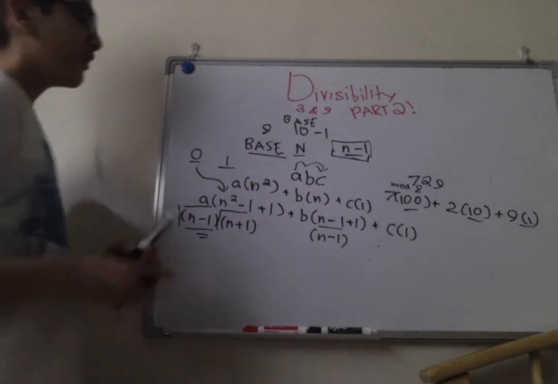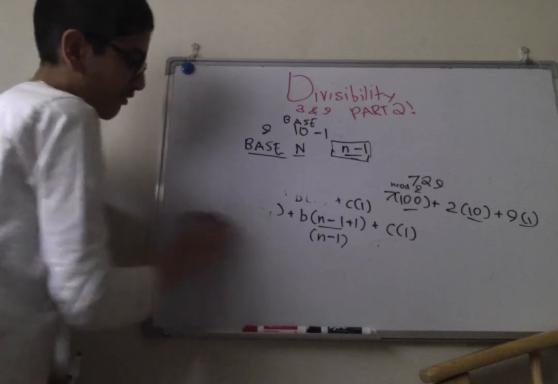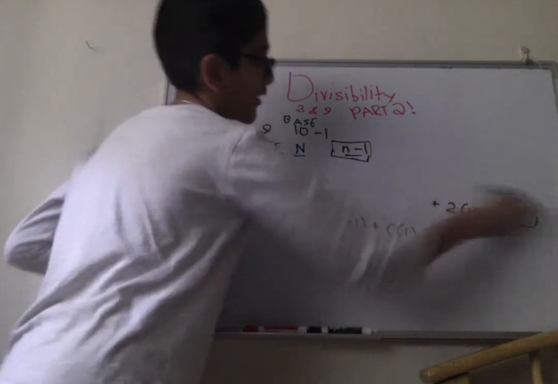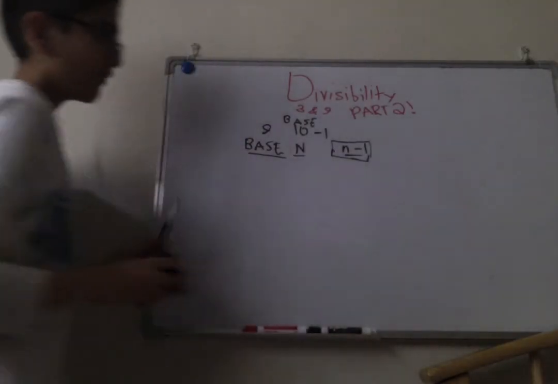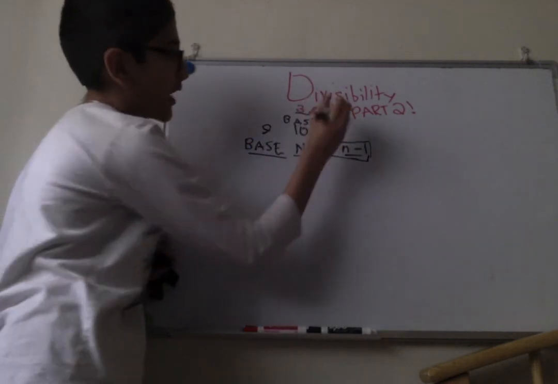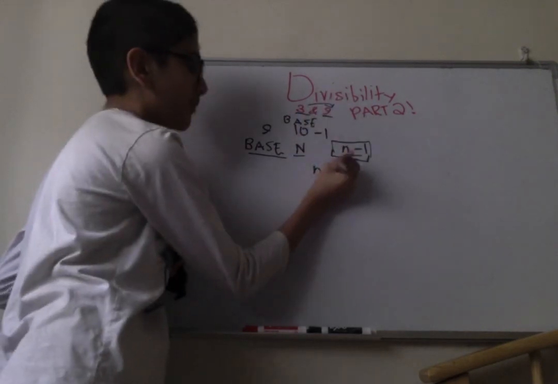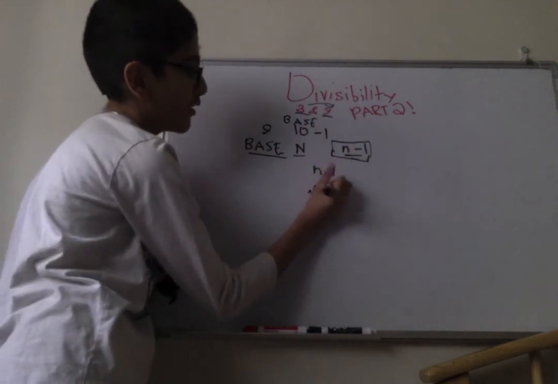Okay. Let's try an example with this. But then there is one other add-on. Because it also works with 3 in base 10, because 3 squared is 9. If n minus 1 is a perfect square, then we also include its square root.